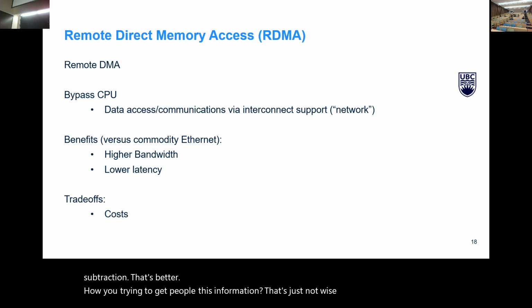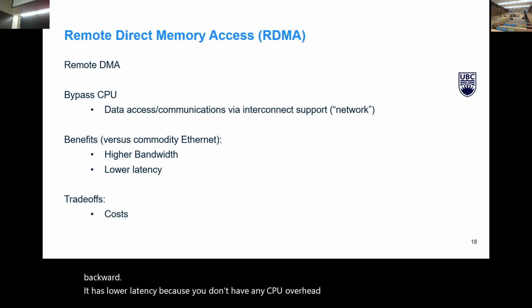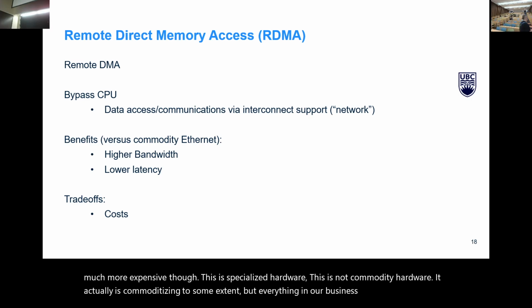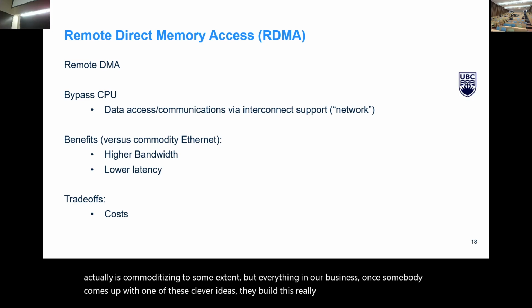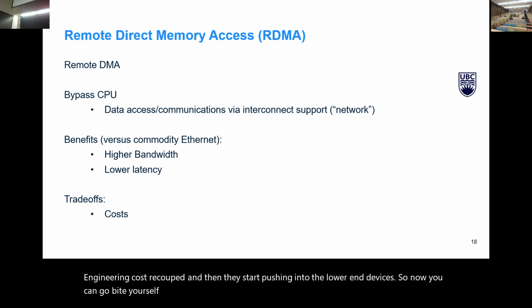The benefit of remote direct memory access is it bypasses the CPU. It is very high bandwidth. It has lower latency because you don't have any CPU overhead. Nobody on the other computer has to do anything other than the hardware itself. It's all hardware mediated. It's much more expensive though. This is specialized hardware, not commodity hardware. It actually is commoditizing to some extent. Like everything in our business, once somebody comes up with one of these clever ideas, they build this really expensive hardware, they get the non-recoverable engineering cost recouped, and then they start pushing it into lower-end devices. So now you can go buy yourself a $5,000 card that handles all of this instead of a $105,000 card.